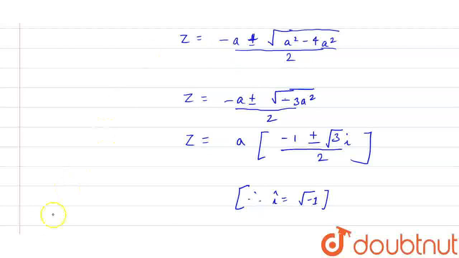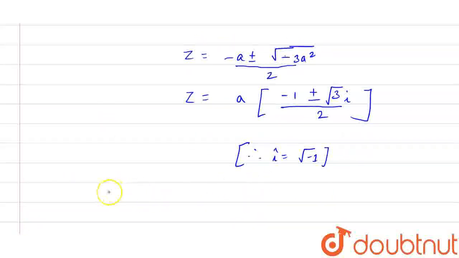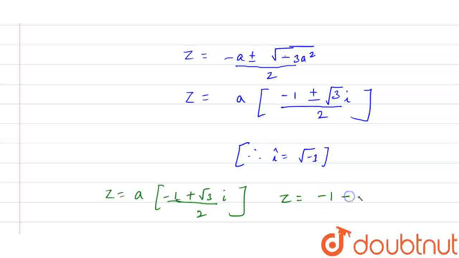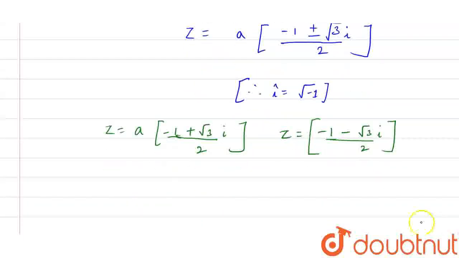So now from here we get two values: z equals a times minus 1 plus under root 3 iota divided by 2, and the other value of z is a times minus 1 minus under root 3 iota divided by 2. These are the two values that we get. Now we can write this value as a multiplied by e power iota 2 pi by 3, because the complex number is positive.